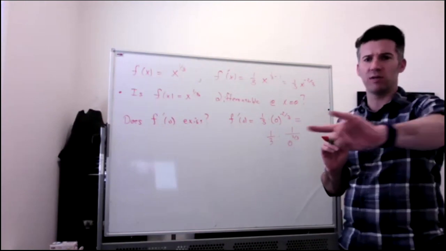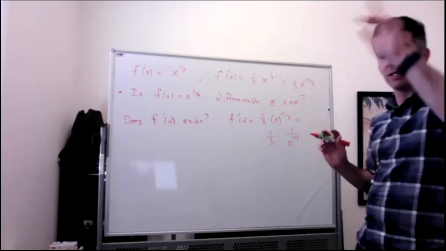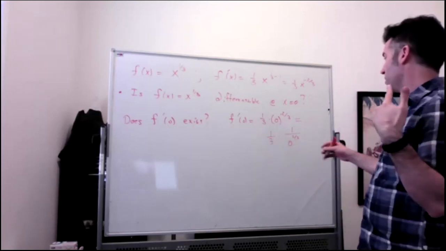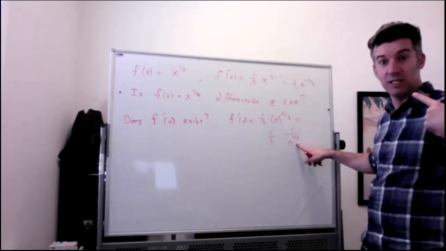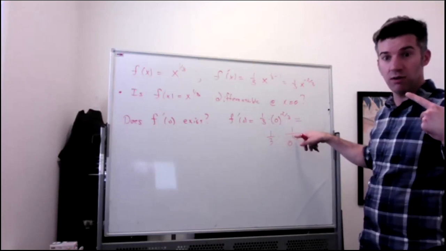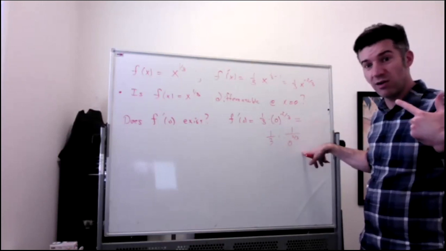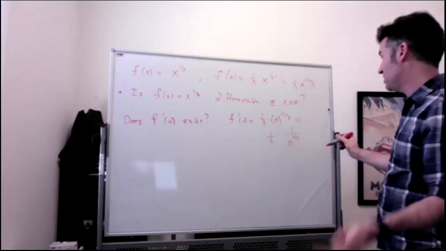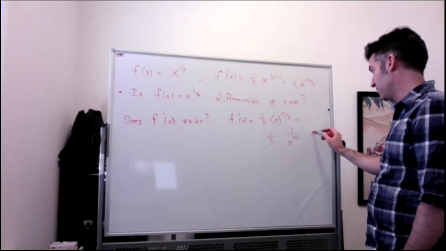By the way, I appreciate the responses. Thank you for guessing. Please respond, even if you think you might be wrong. It's okay to be wrong. 0 to the 2/3 is 0, because 0 squared is 0, and then the cube root of 0 is 0. But 1 divided by 0 blows up, right? It gets infinitely large. So this is not defined.